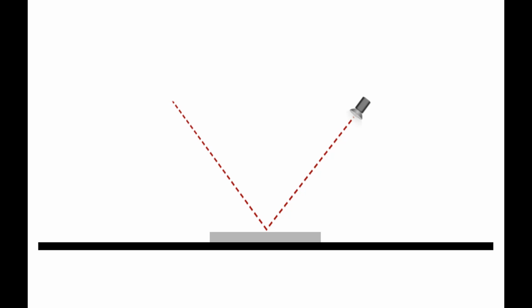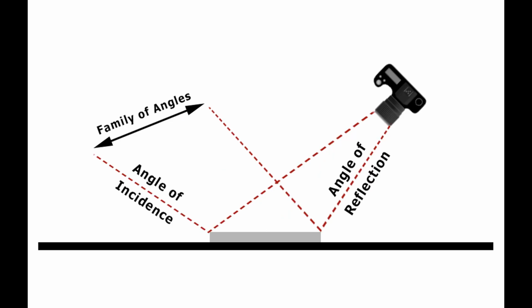The light is striking the glass at the angle of incidence. It's being reflected at the angle of reflection. The range of what we see reflected in the mirror from our camera's point of view is called the family of angles. Study this for a second. It's very important to understand this.